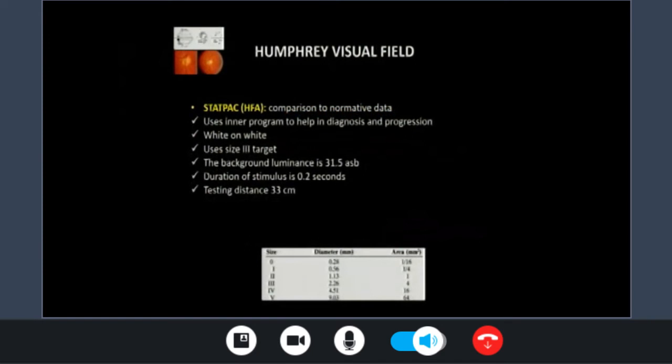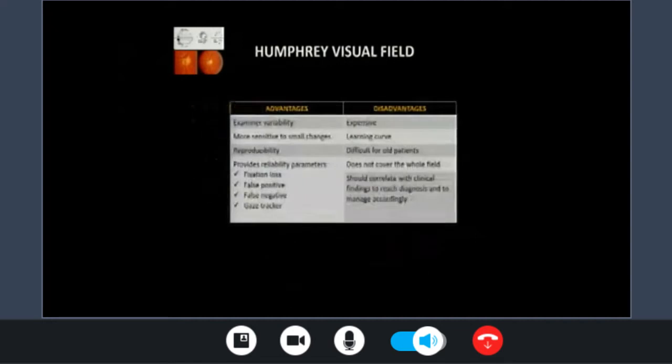We have something called StatPack, which is the Humphrey field analyzer that we have in our Humphrey visual field. It will actually have the data from the patient, and it will compare it to a normative database. It uses an inner program to help in diagnosis and progression, and it will use a white-on-white strategy. So the stimulus is whitish in color, and the bowl background is whitish. That's why we call it white-on-white strategy. We'll use size 3 target, which represents 16 millimeter in area, and we have a duration of stimulus, which is 0.2, and the test distance should be 33 centimeter.